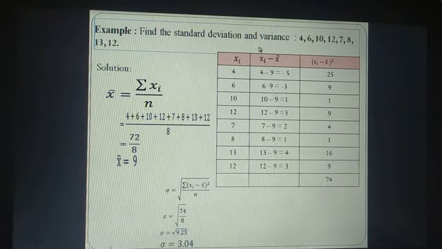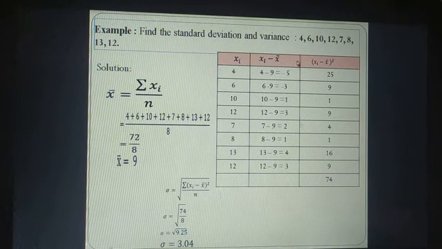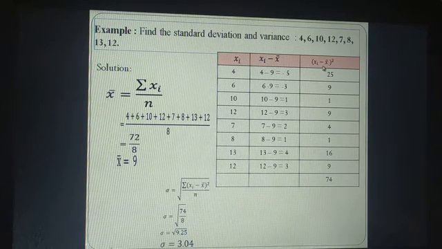Now we take the square of this data, (xi minus x bar) whole square. So minus 5 square is 25, minus 3 square is 9, 1 square is 1, 3 square is 9, minus 2 square is 4, minus 1 square is 1, 4 square is 16, 3 square is 9. Now take the sum of all these (xi minus x bar) whole square. So the sum of this data is 74.